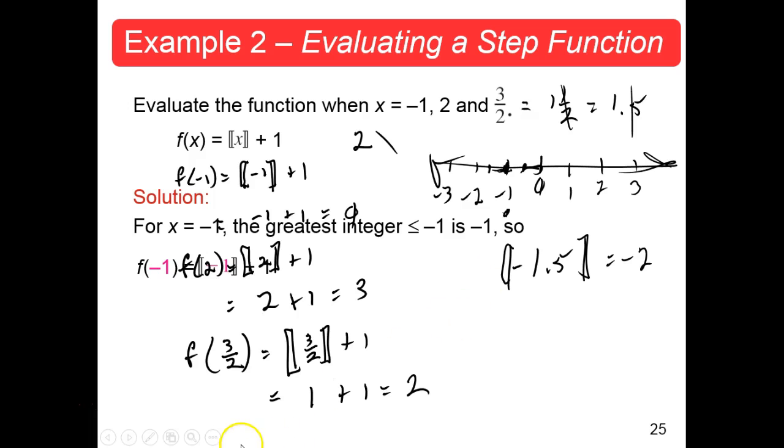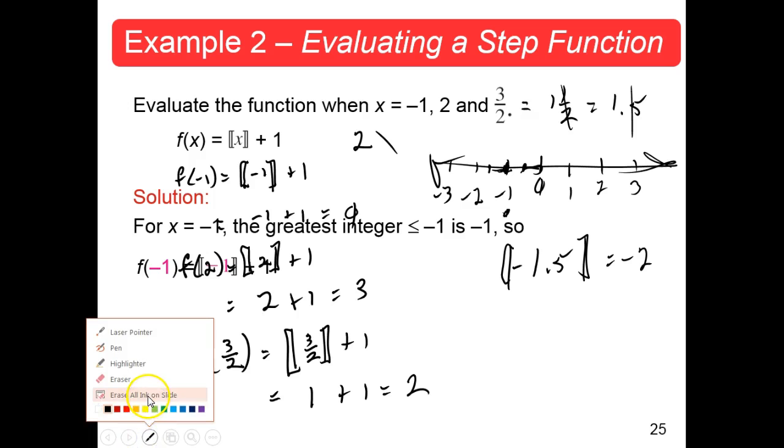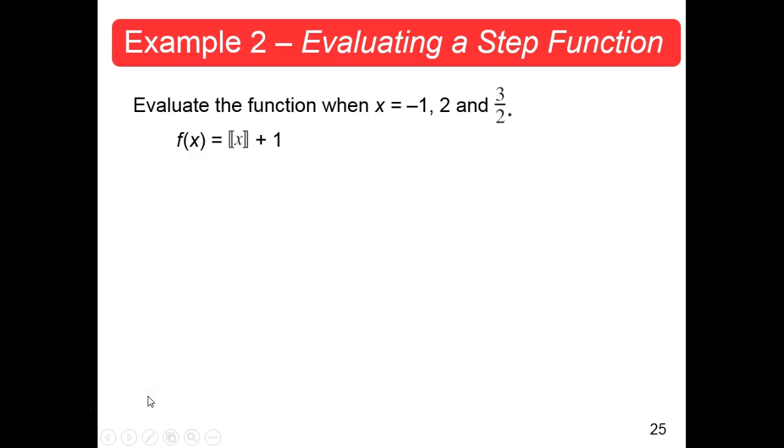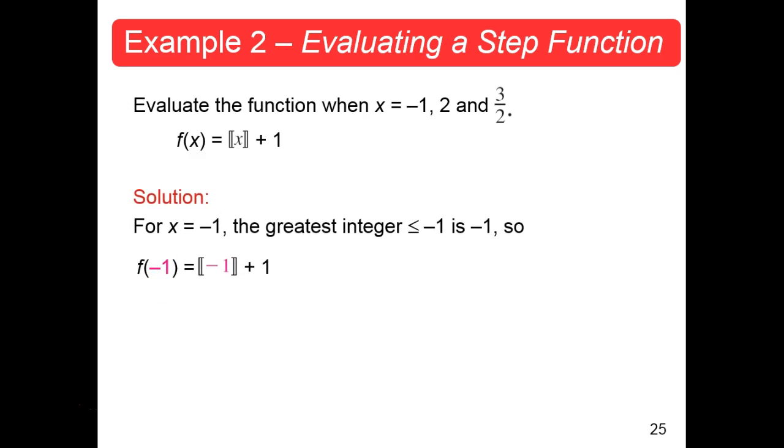Let's see how they do it. I think they've already started. Let me clear my ink. Okay? For x equal negative 1, just like we said, the greatest integer less than or equal to negative 1 is negative 1 because it's equal to it. Okay? So the f of negative 1 would be the greatest integer in negative 1 plus 1, which would be negative 1, because that's the greatest integer in negative 1, plus 1 would be 0. Okay, just like we said.